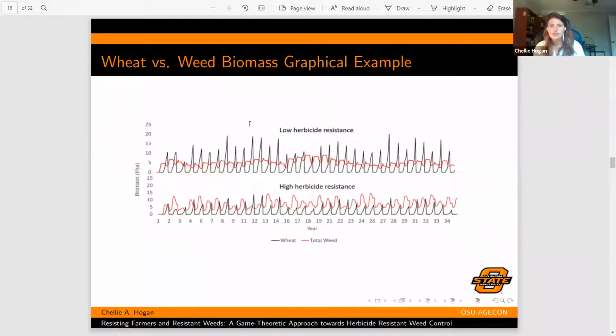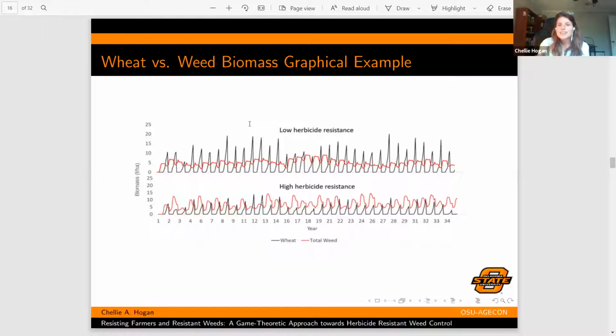And so kind of looking at this graphically, because graphs are always much nicer to look at than just numbers. On your y-axis, I have biomass, and on your x-axis, I have years. This is a 35-year simulation. The top graph you see is of the low herbicide-resistant population, and this is for a wheat fallow no-till scenario.